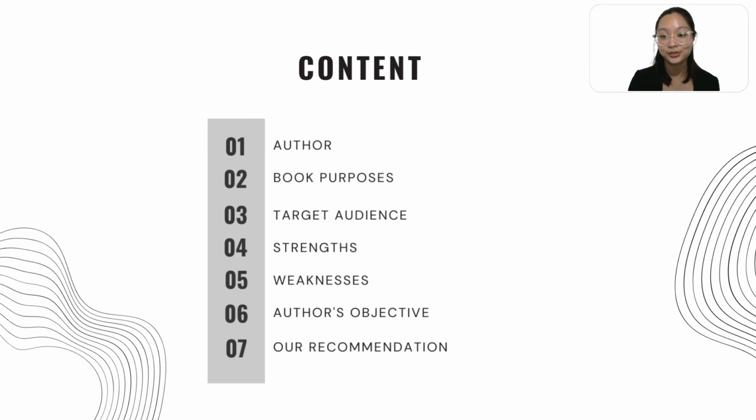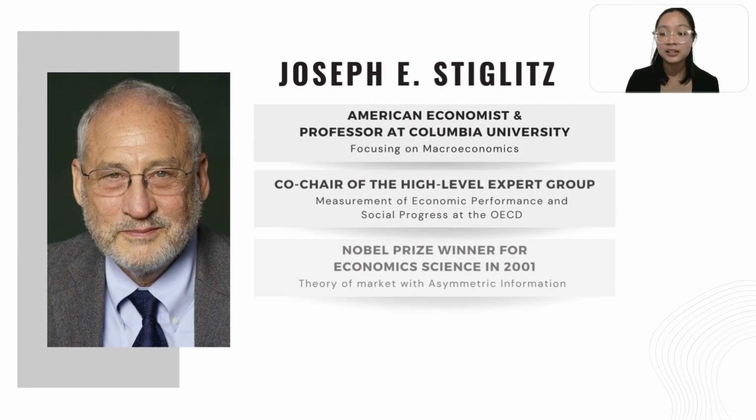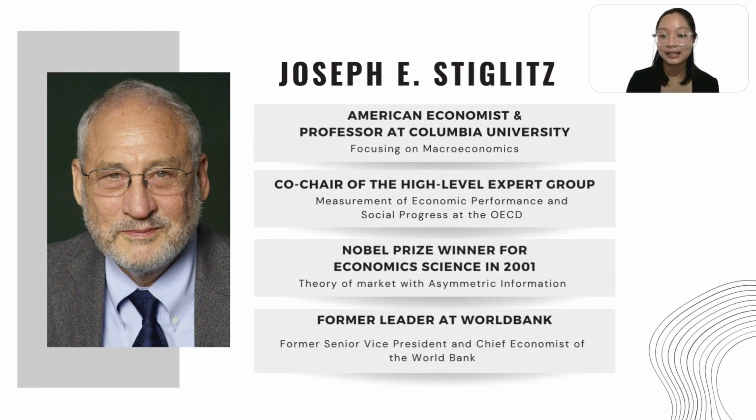This is our agenda for today. So, let's start with the first part, talking about the author. The author of this book is Joseph A. Stiglitz. He is an American economist and a professor at Columbia University that focuses on macroeconomics. He is also the co-chair of the high-level expert group on the measurement of economic performance and social progress at the OECD and was awarded the Nobel Memorial Prize in Economic Science in 2001 for laying the foundation for the theory of markets with asymmetric information. In addition, the author is also a former senior vice president and chief economist at the World Bank.